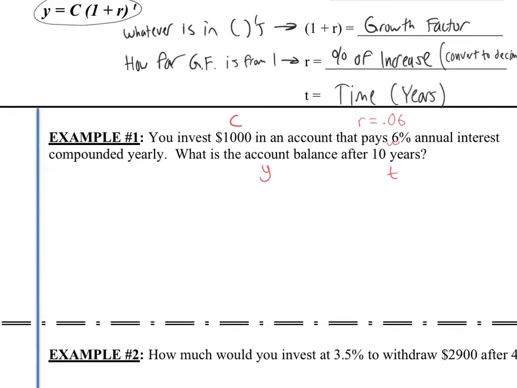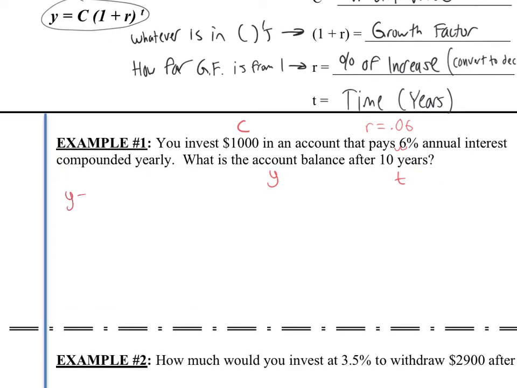That's the ending result. So we're going to plug into this formula, Y equals C times (1 plus R) all to the T. We're literally just going to plug stuff in. So we have Y equals 1,000 times (1 plus 0.06) to the power of 10.